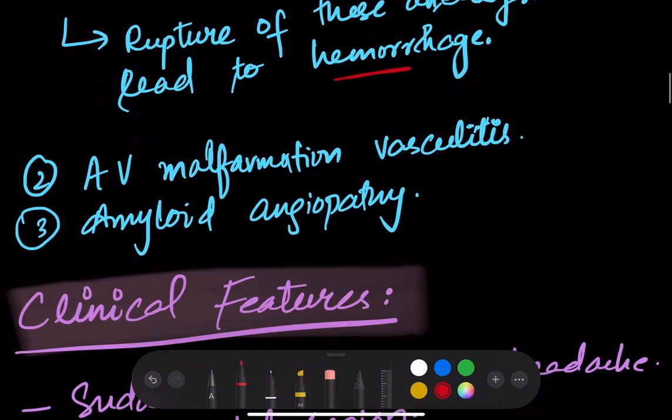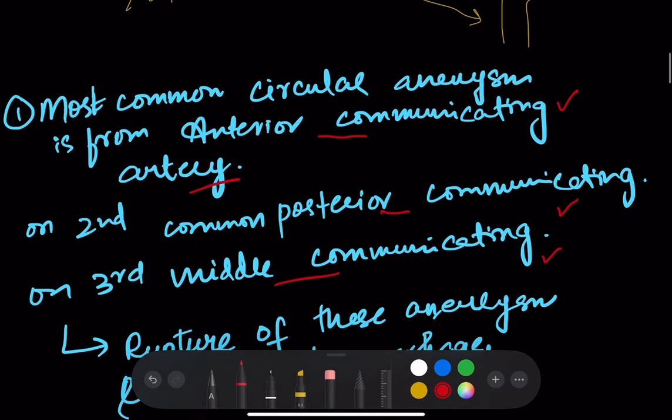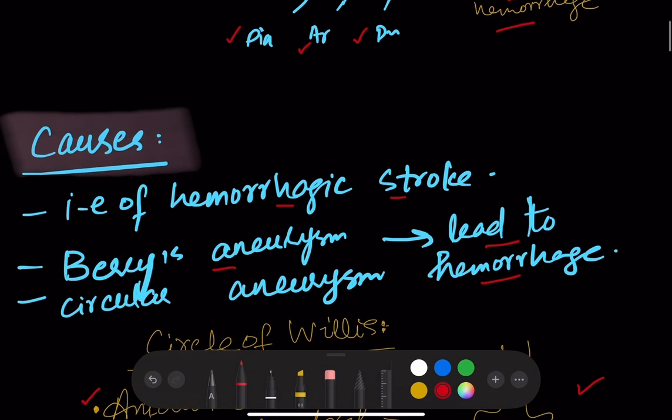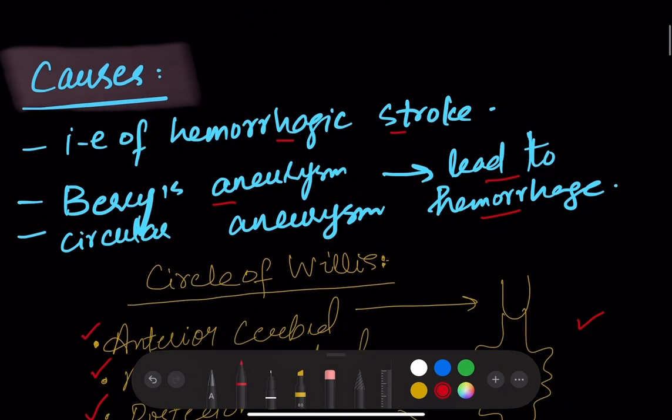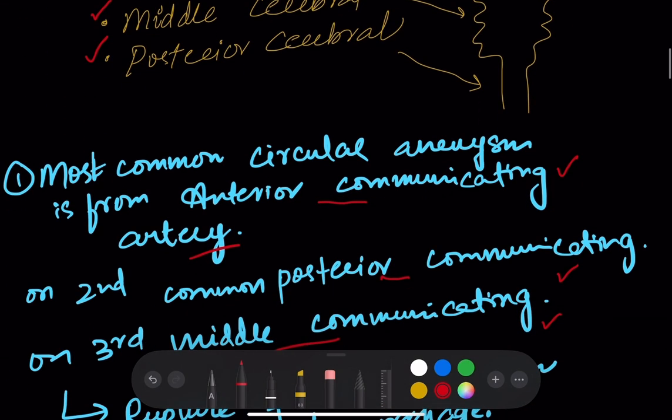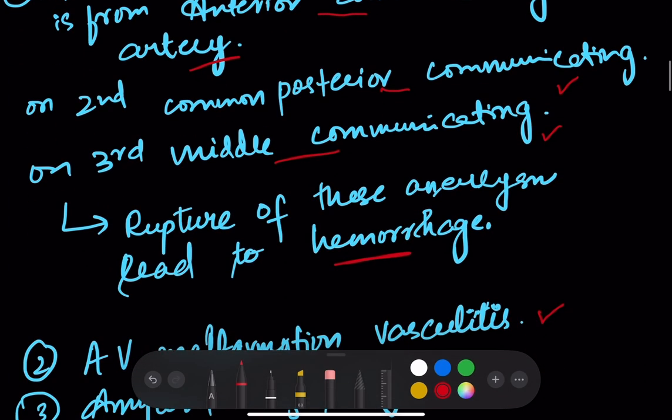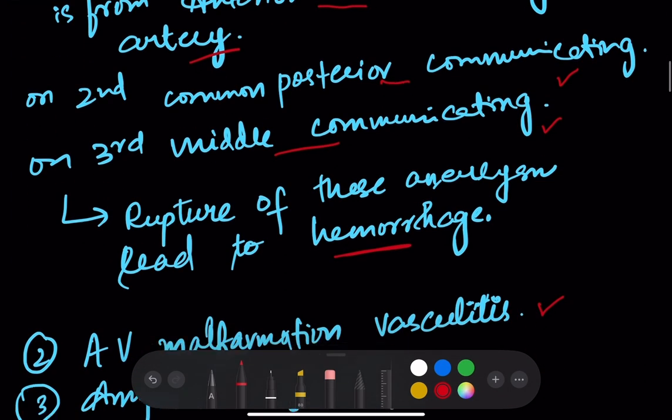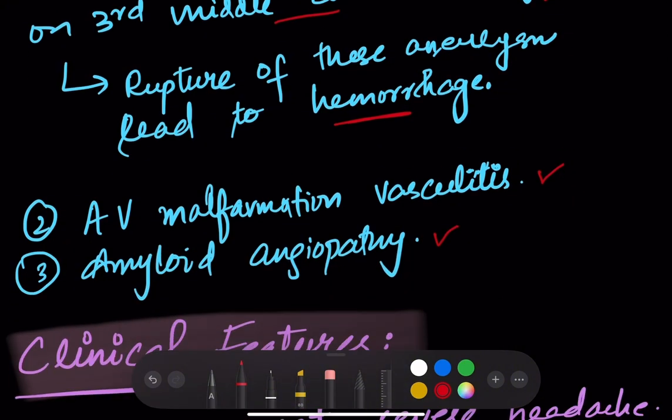AV malformation and vasculitis are also causes of subarachnoid hemorrhage, and amyloid angiopathy is also a cause. So we have discussed the most common causes of the subarachnoid hemorrhage, which are hemorrhagic stroke and Berry aneurysm. And the most common arteries are the anterior communicating artery, posterior communicating artery, and middle cerebral artery. Then we have AV malformation and amyloid angiopathy as causes of subarachnoid hemorrhage.